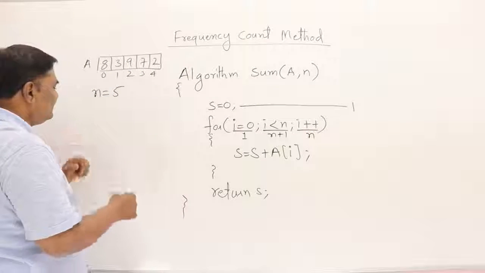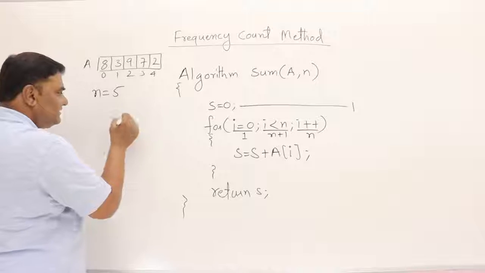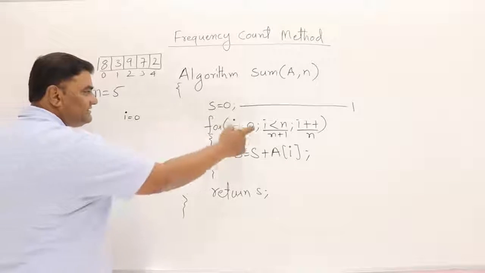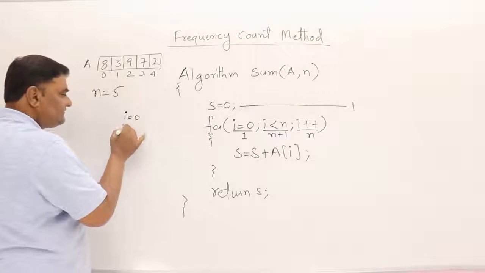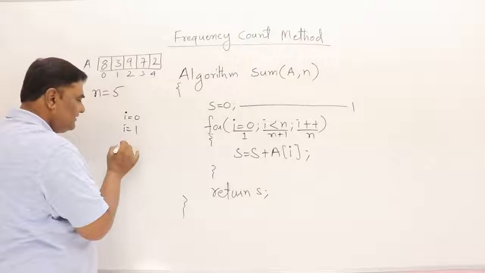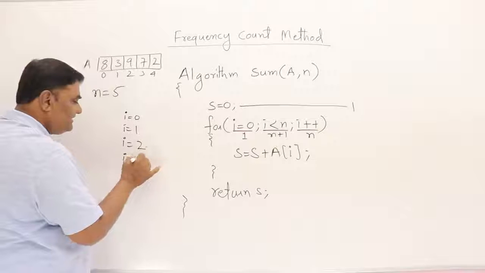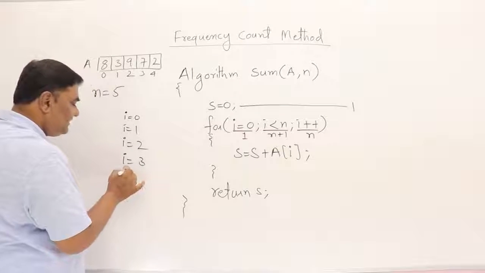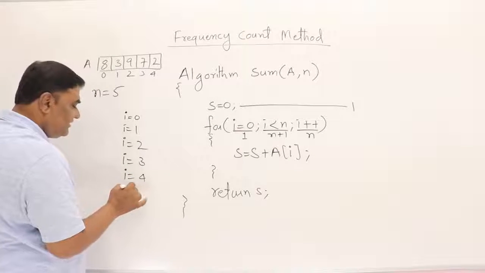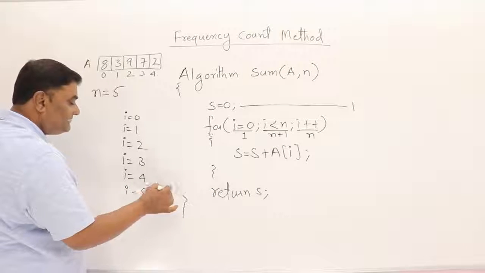How? When n is 5, then first time i will be 0. 0 is less than n. When i is 1, 1 is less than n. i is 2, 2 is less than n. i is 3, 3 is also less than n. 4 is also less than n. 5 is not less than n, so it will stop.